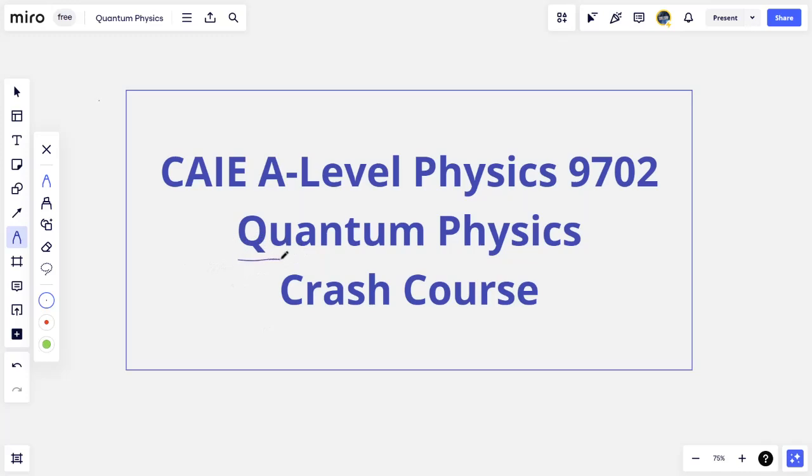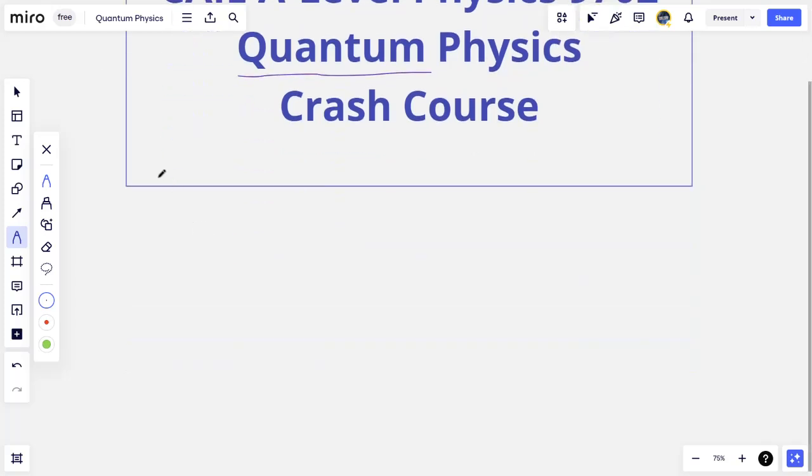Now, the word quantum simply means an amount of something. And so we'll see how that relates to the amount of energy that objects can have on the quantum scale. So before we get into that, let's start with the basics.